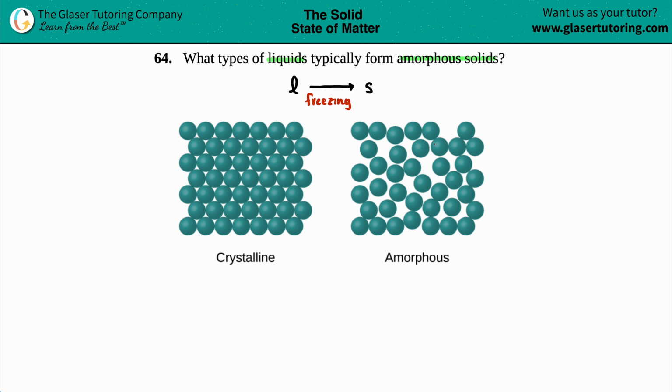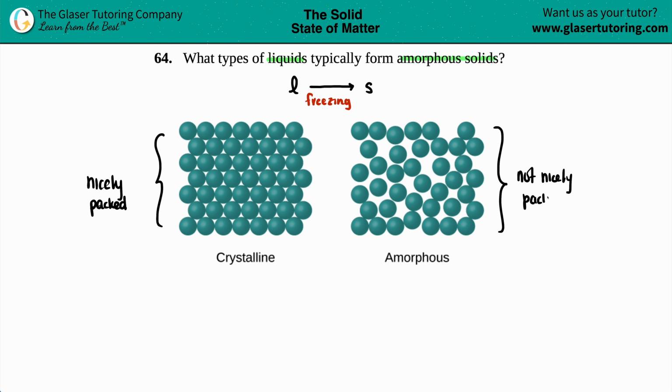On the flip side, when a liquid freezes and turns into a solid, it might form an amorphous solid. In here, we can see that these are not aligned as beautifully as your crystalline solids. So these are nicely packed, very geometric in shape. These are kind of like all over the place, right? I guess we'll say not nicely packed.